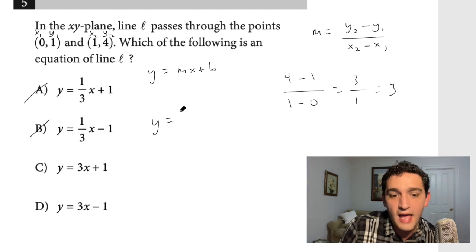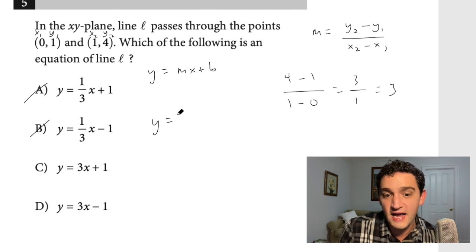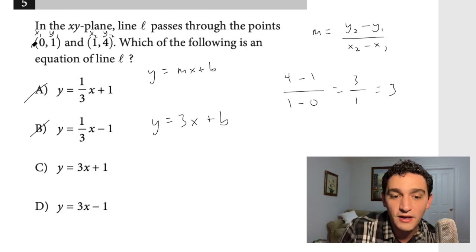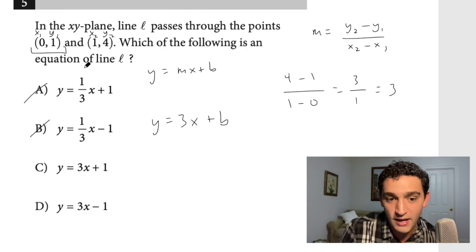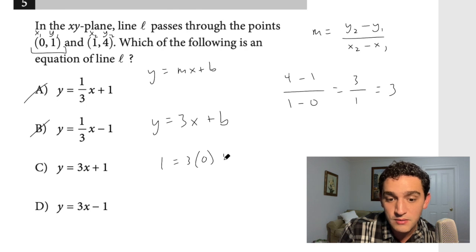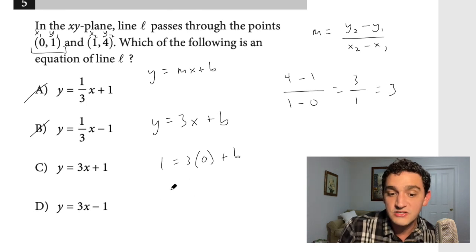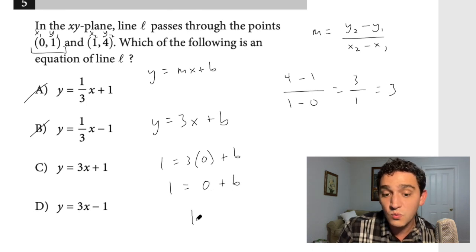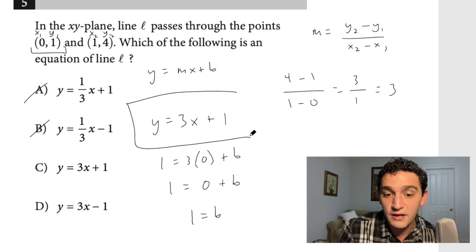Let's go ahead and plug one of these points in to find out. If the slope is 3, and so far we have y equals 3x plus b, let's plug in (0, 1) for x and y. y is 1, 3 times x, which is 0, plus b. This simplifies into 1 equals 3 times 0, or 0, plus b. In other words, 1 equals b. So b, or our y-intercept, is +1. 3x plus 1 is our function, C.